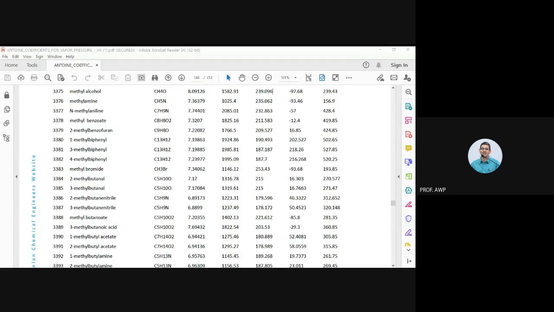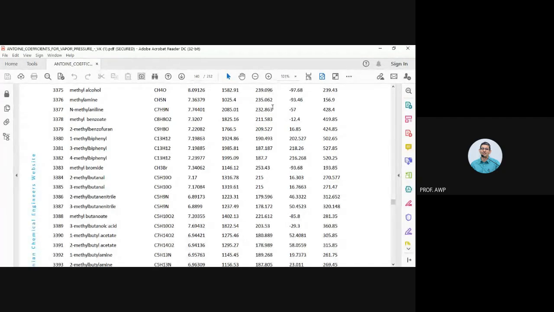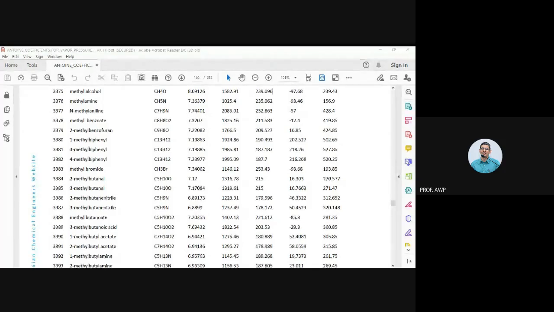Temperature, and now in degrees centigrade, and the C value. C value is now 239.096. 239.096.